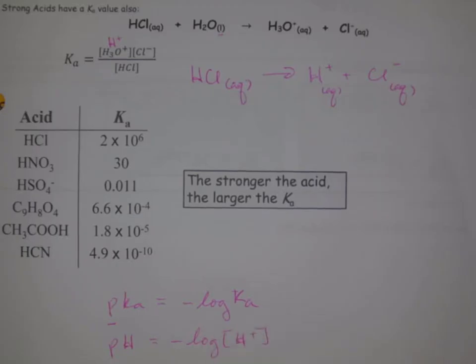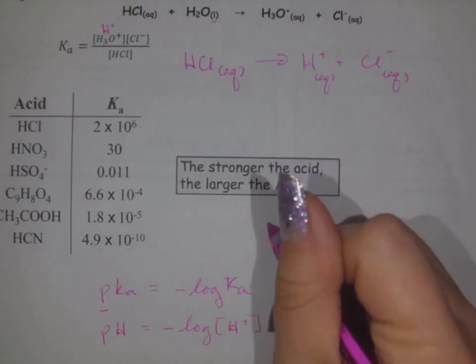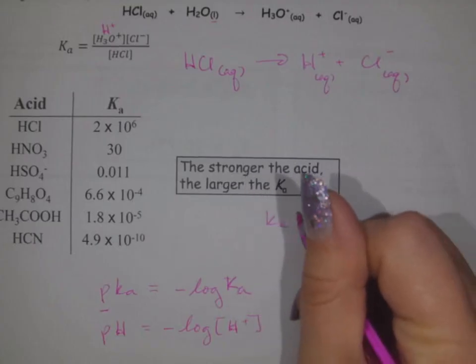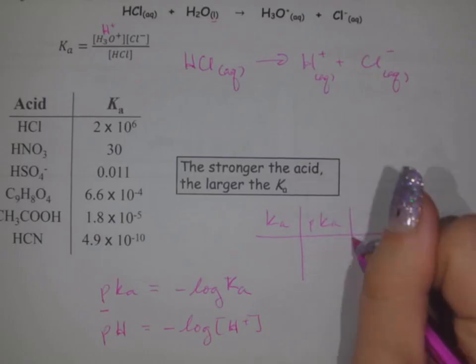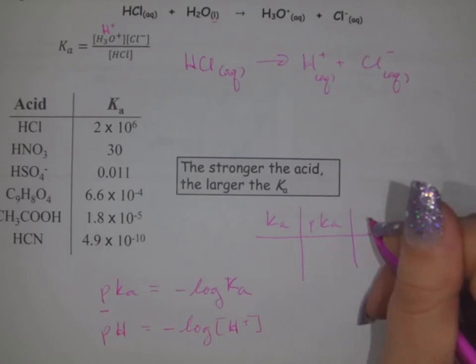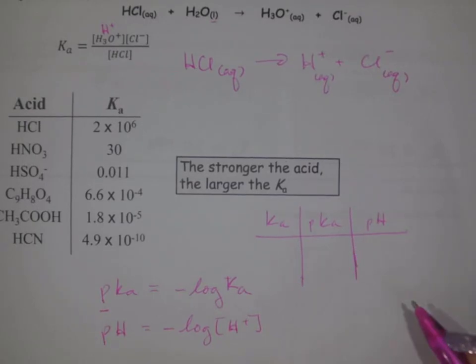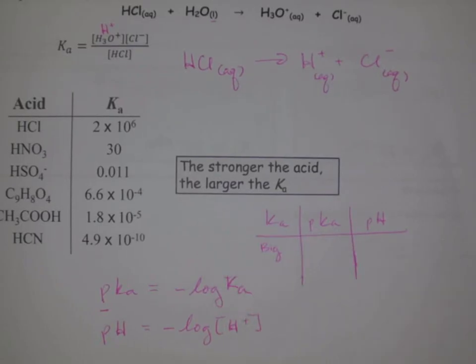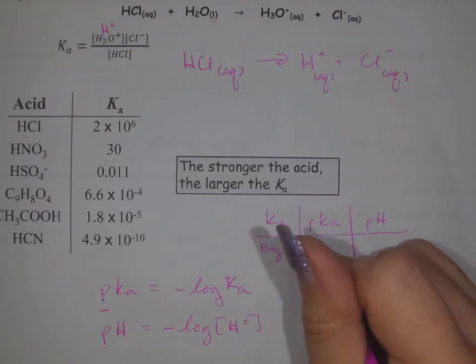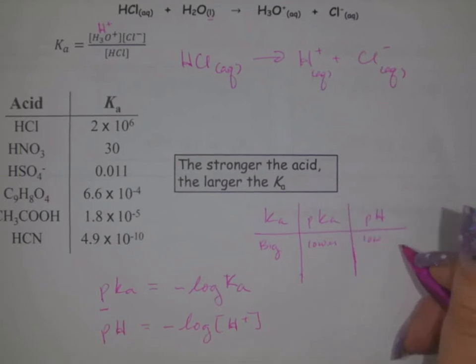All right, this is what I want to show you. Let's do a little table right here. So we're going to have Ka, pKa, and then pH. Okay, so if we have a bigger Ka value, that means that we have a lower pKa and a lower pH.